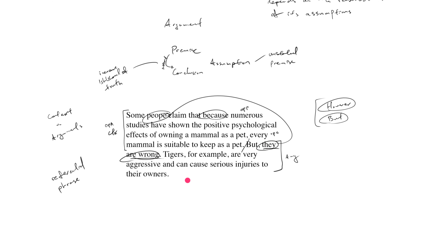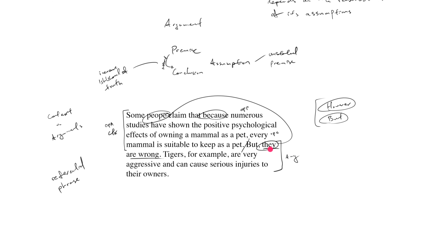What does that mean, they are wrong? What are they wrong about? Again, you have to look at the context. See, look, if I change out the context, some people claim that the original Star Wars trilogy was the best movies ever made. If that was the context, well, now they are wrong takes on a totally different meaning, right? But here, they're not talking about movies. They're talking about this argument, specifically to this conclusion that every mammal is suitable to keep as a pet.